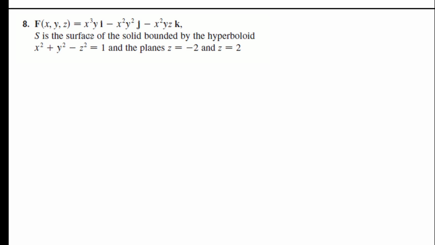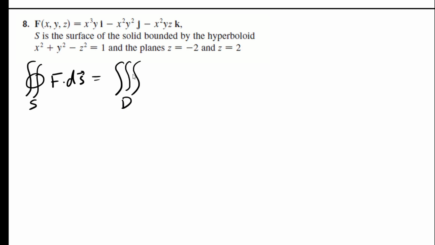So same sort of thing. It wants us to compute the flux over S. So instead, I'm going to use the divergence theorem and compute the triple integral over the region bounded by that surface of the divergence dV. And I'm probably going to have to use something like, what is this, cylindrical coordinates? Yeah, probably cylindrical coordinates. But first, let's compute the divergence.